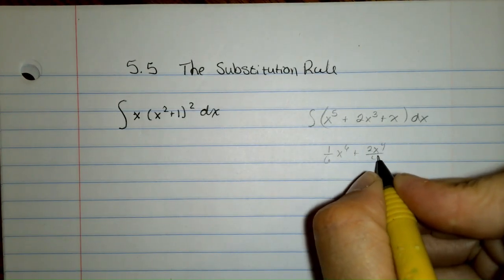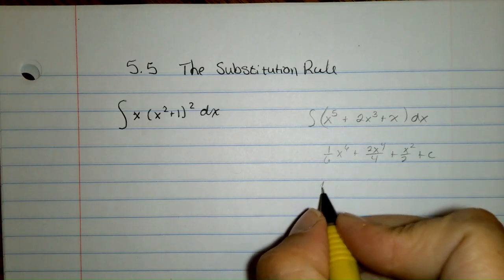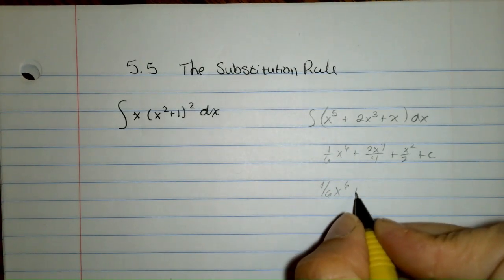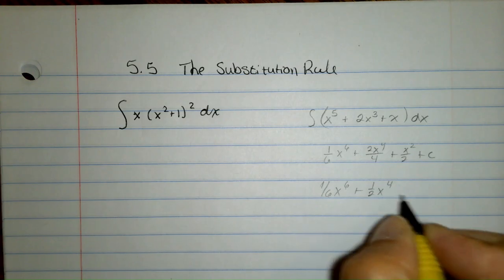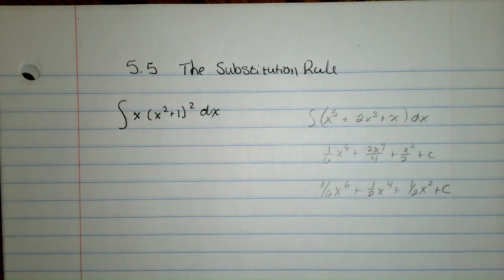Okay. And if I integrate that, I'd have 1/6 x to the 6th plus 2x to the 4th over 4 plus x to the 2nd over 2 plus c, or 1/6 x to the 6th plus 1/2 x to the 4th plus 1/2 x squared plus c. Okay, and that works great, but not everything am I going to be able to do that with.